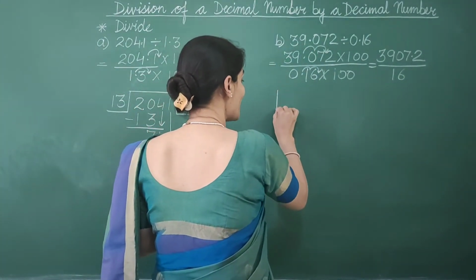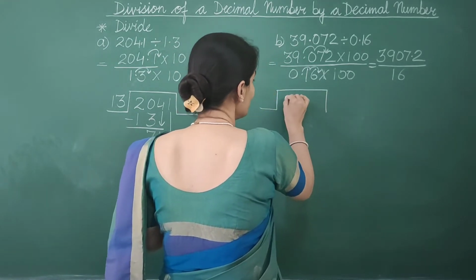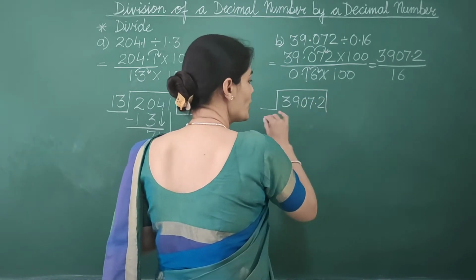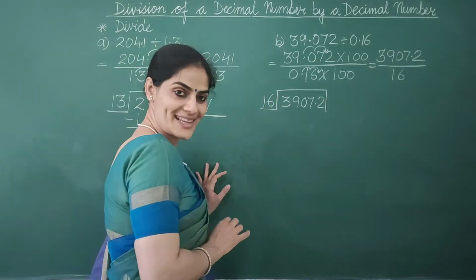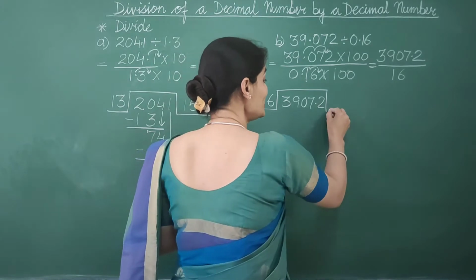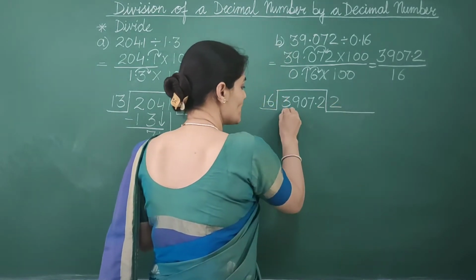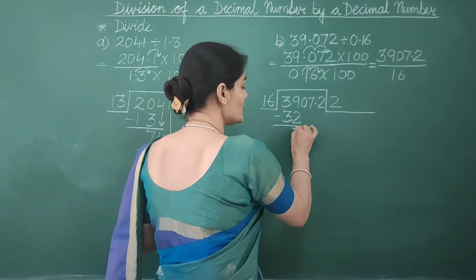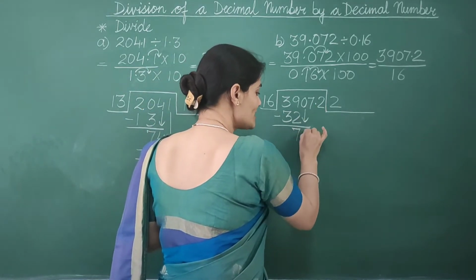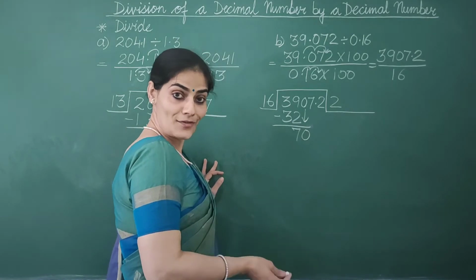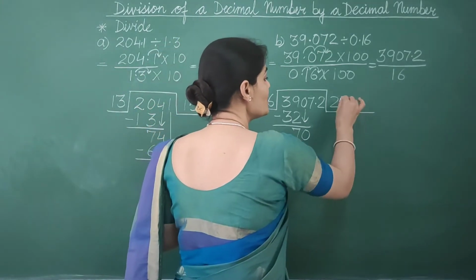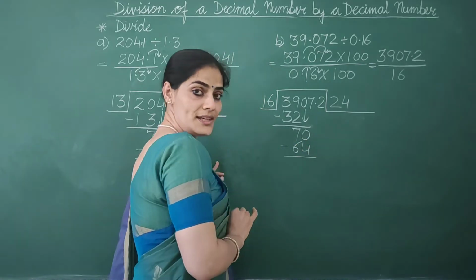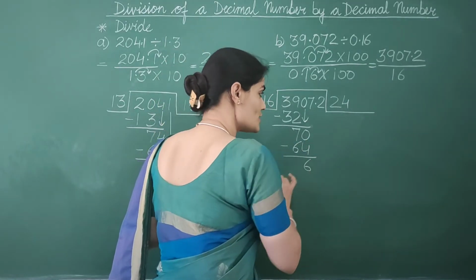So let's start with the division. The dividend is 3907.2 and the divisor is 16. Now 16 times 2 will give us 32. 39 minus 32 is equal to 7. I bring down the 0. We don't get 70 in the table of 16. So 16 4s are 64. 70 minus 64 is equal to 6.